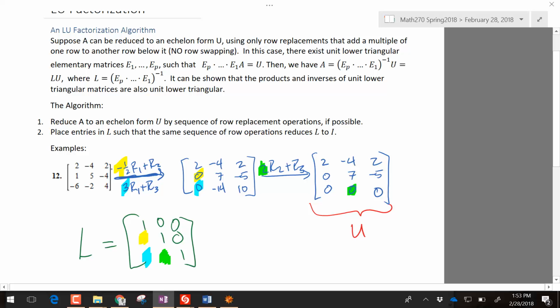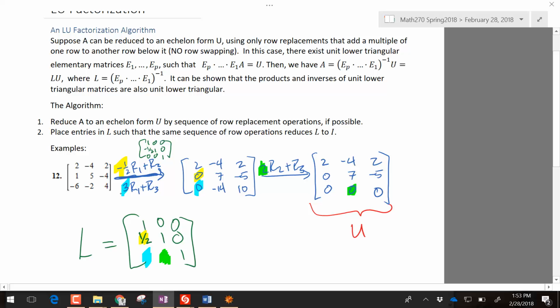All right, so we took negative 1/2 to get this. So the elementary row operation would have been 1, 0, 0, negative 1/2, 1, 0, 0, 0, 1. So the inverse of that is the same except the opposite sign, right? And that gives a positive 1/2 in this slot.